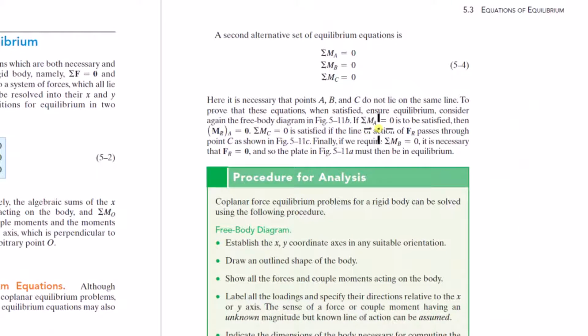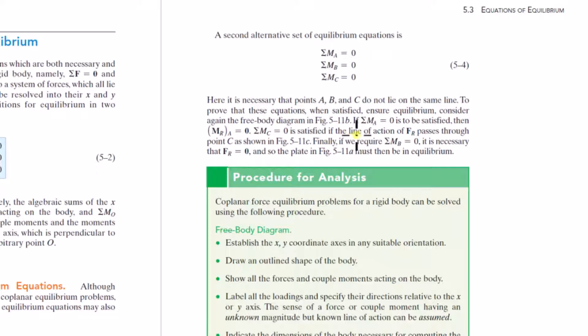If the sum of the moments about point A is equal to 0 is to be satisfied, then the resultant couple moment about point A is equal to 0. Okay, so the couple moment is satisfied. The sum of the moments about point C is equal to 0 is satisfied if the line of action of the resultant force passes through point C. And then finally, if we require the sum of the moments about point B is equal to 0, then that means it's necessary that the resultant force is equal to 0. And so we've shown that the net resultant couple moment and resultant force are equal to 0, so the plate must be in equilibrium if these three equations are satisfied.